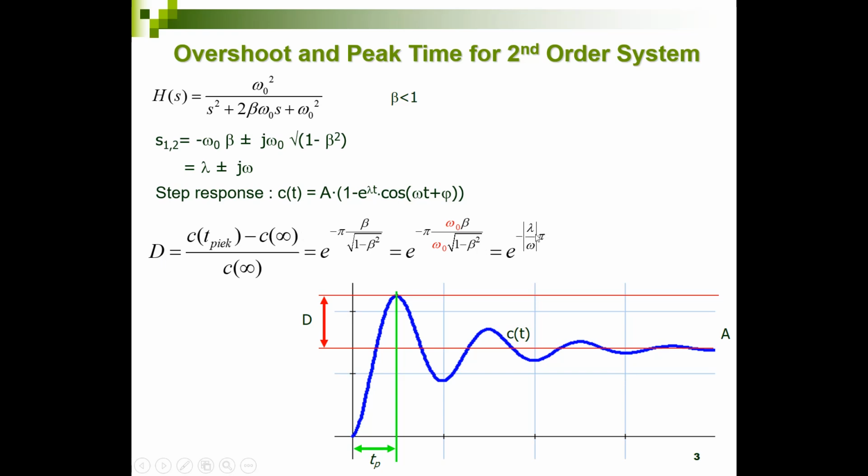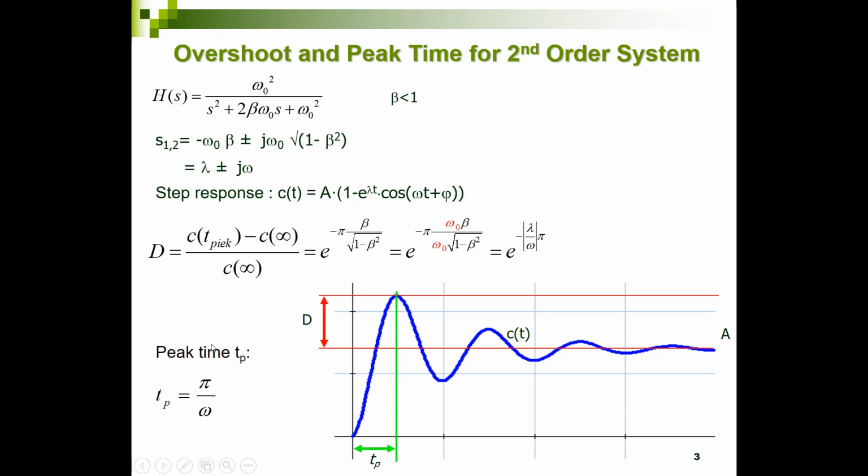Well, we have also seen that lambda has been defined as minus omega 0 times beta. And the omega, the damped angular frequency, is equal to omega 0, the undamped angular frequency, times the square root of 1 minus beta squared. So we can replace lambda and omega by these expressions, and then we get the expression over here. So we can get rid of the omega 0 in the numerator and denominator. And then we see that there's also a direct relationship between beta, the relative damping coefficient, and the overshoot.